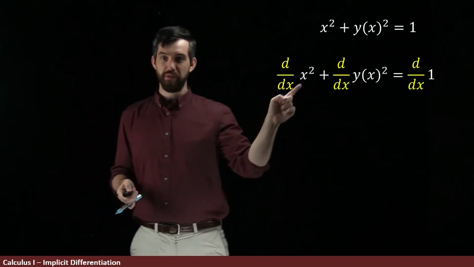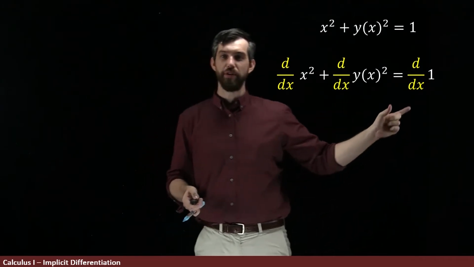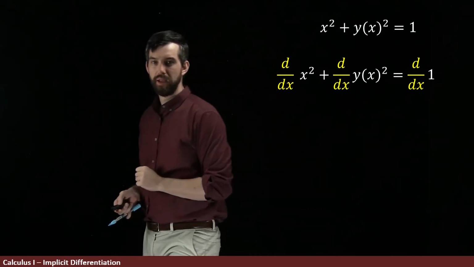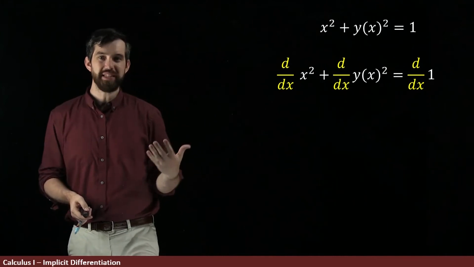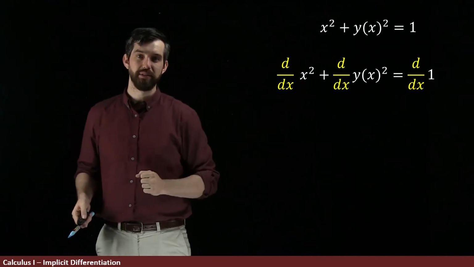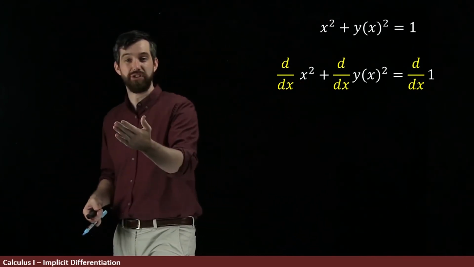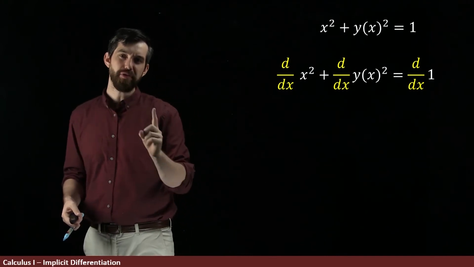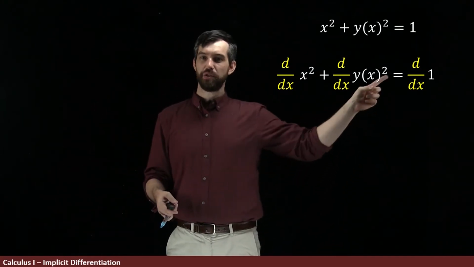So I'm taking the derivative of the x squared, the derivative of the y squared, and the derivative of the 1. Now the derivative of the x squared, that's entirely reasonable. It's just 2x. The derivative of the 1, we know what that is. That's just 0. But what about the derivative of the y squared?